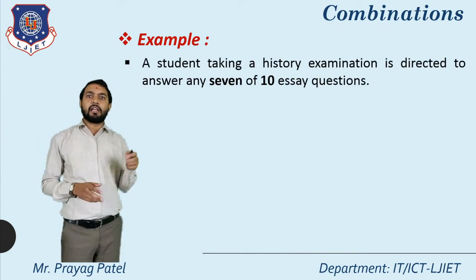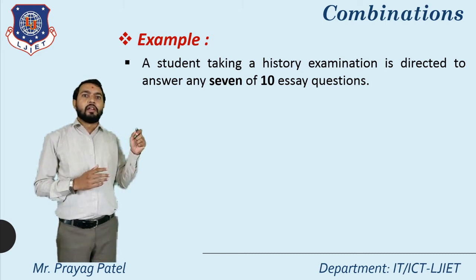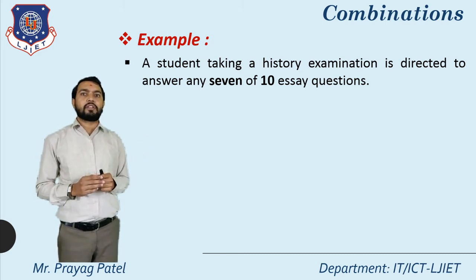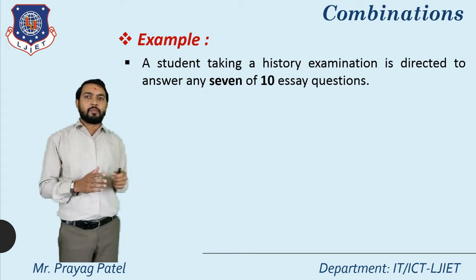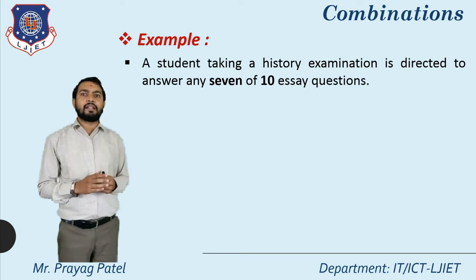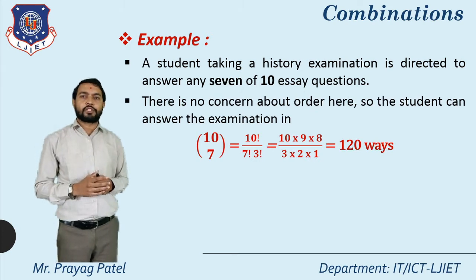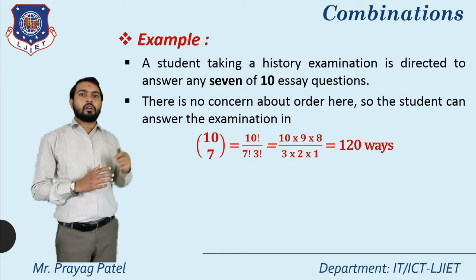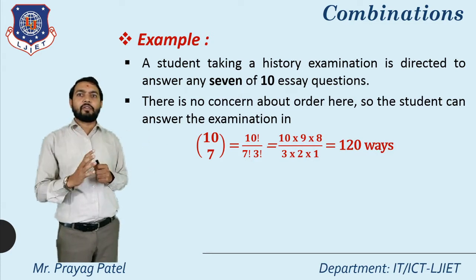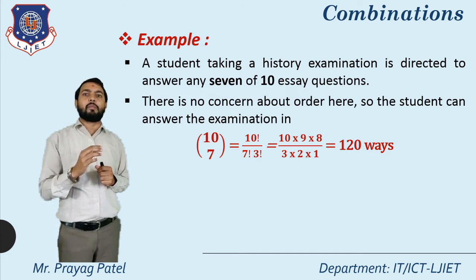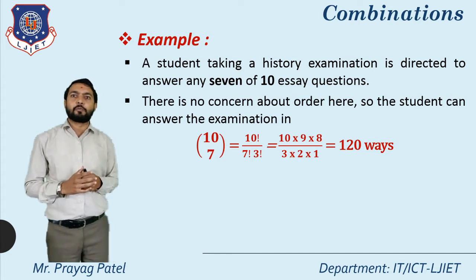Now here see another example. A student taking a history examination is directed to answer any 7 questions out of 10 essay questions. So there are 10 questions total in the question paper and the student has to answer any 7 questions. So see here, what is the combination possible for that? No other condition is given here, so only 7 questions are selected from the available 10 questions according to the individual student. So how many combinations are possible?